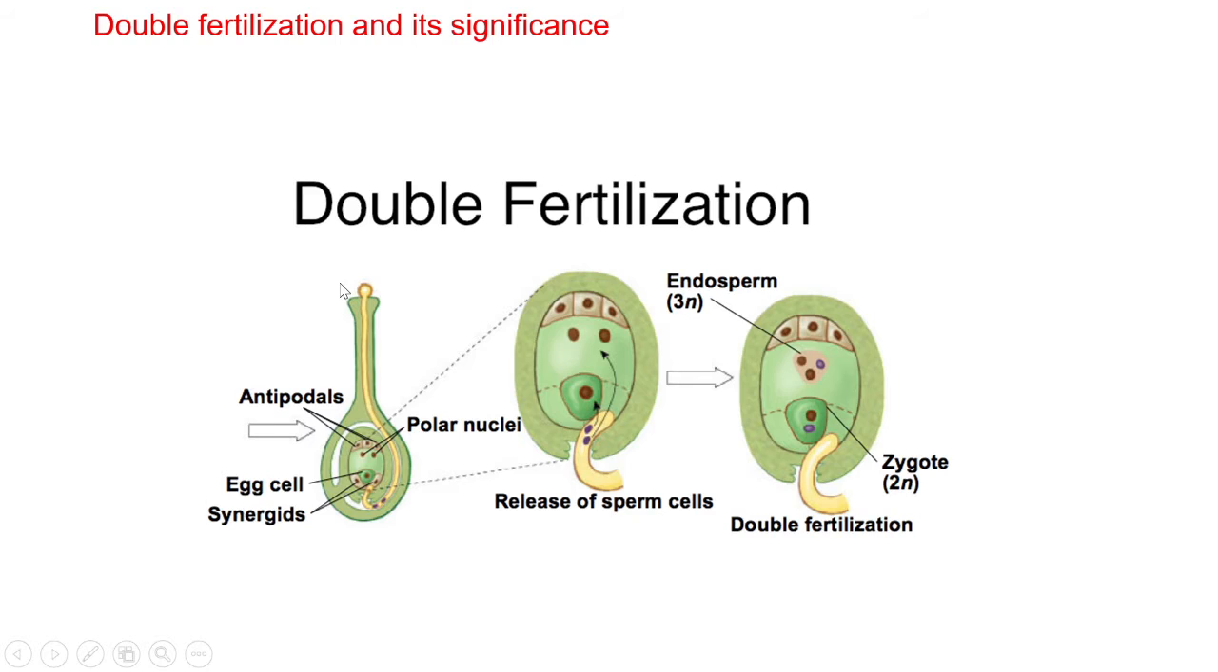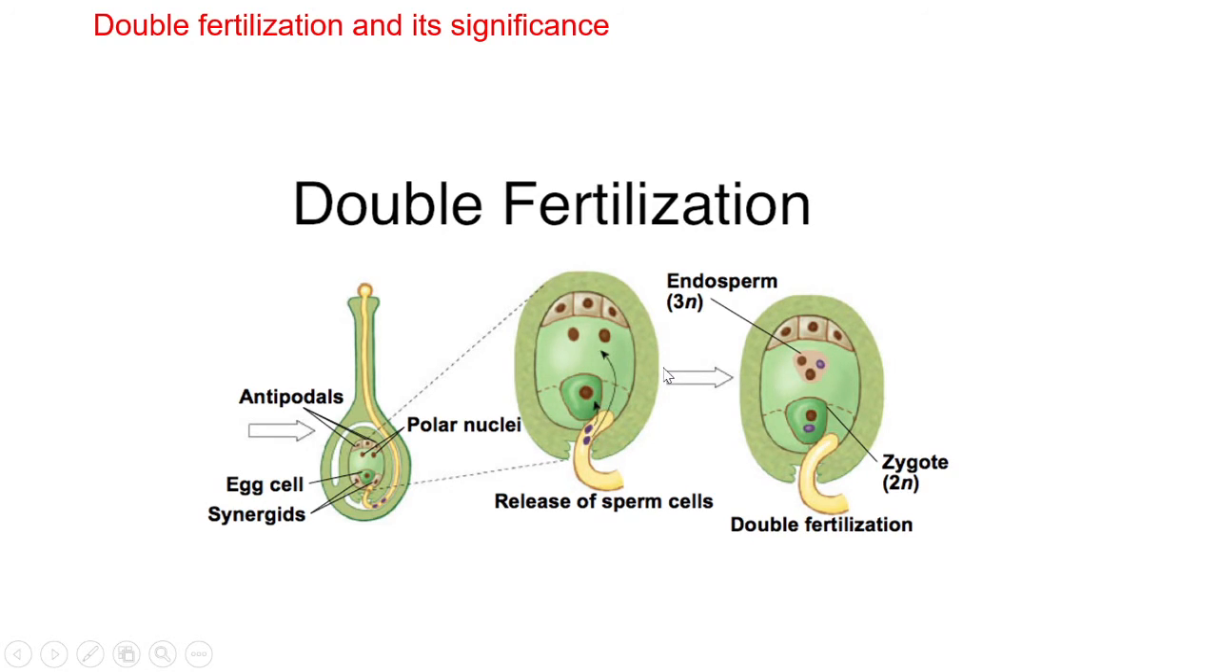According to N.G. Nawaschin, in 1898 he was the first to suggest that both the sperms released by the pollen tube are involved in the fertilization. They fertilize two different elements of the embryo sac. The phenomenon is called double fertilization. The double fertilization phenomenon is very common, or unique, in angiosperms. It is absent in gymnosperms.